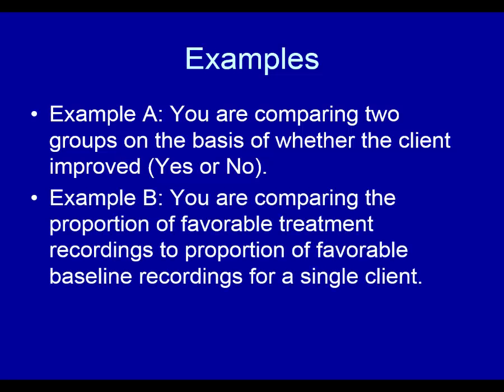Another example, you may be comparing the proportion of favorable treatment recordings to the proportion of favorable baseline recordings for a single client. If you're using the AB single subject design, you may have behavior measured as a dichotomy, meaning the client did or did not perform a task. And you measure that several times at a baseline period before treatment begins, then continue to measure it several times during the treatment period, and you're comparing these data. In the example we'll use here, we're talking about two groups of people.